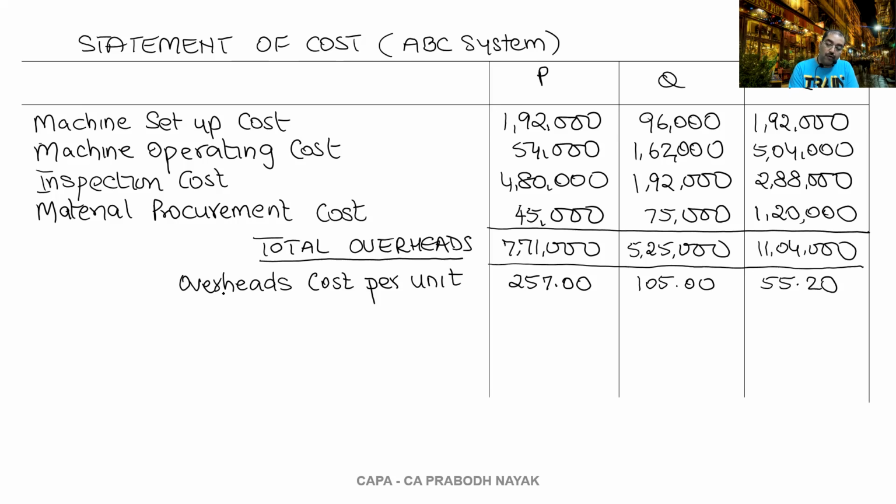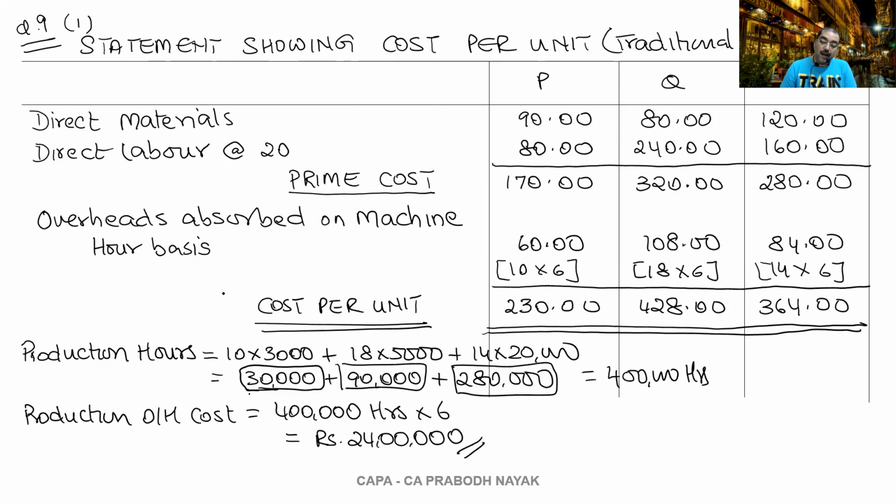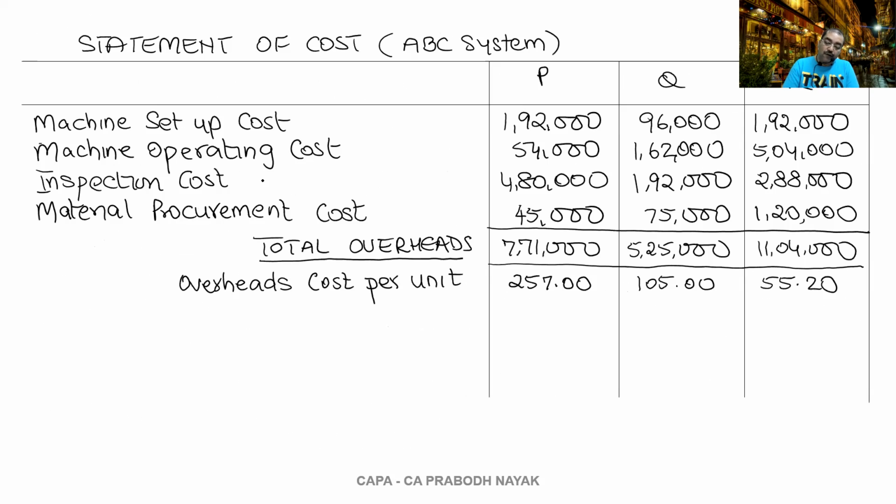Okay, we have got overheads cost per unit. Now, we have already calculated prime cost per unit, that is direct material, direct labor. So again, we will not write, we will directly write prime cost only. 170, 320, 280. Okay. Add to this prime cost per unit.